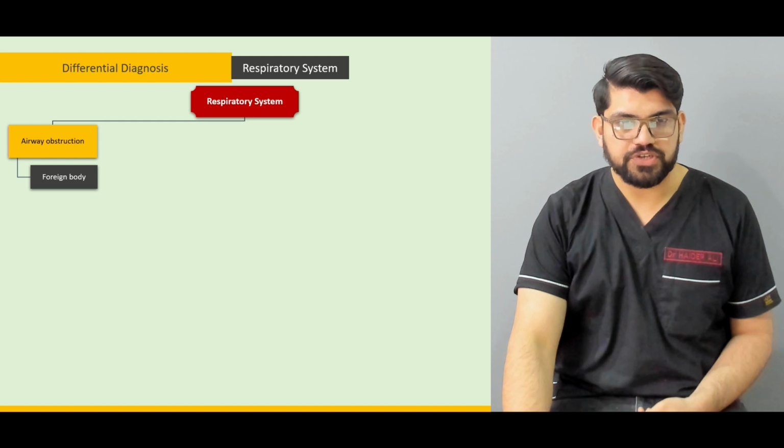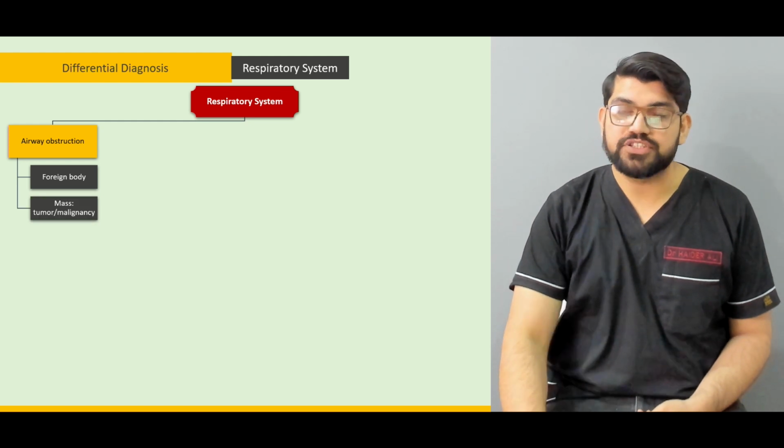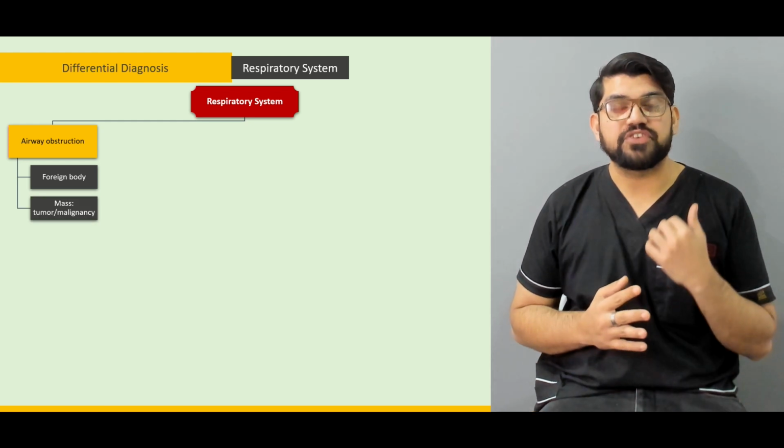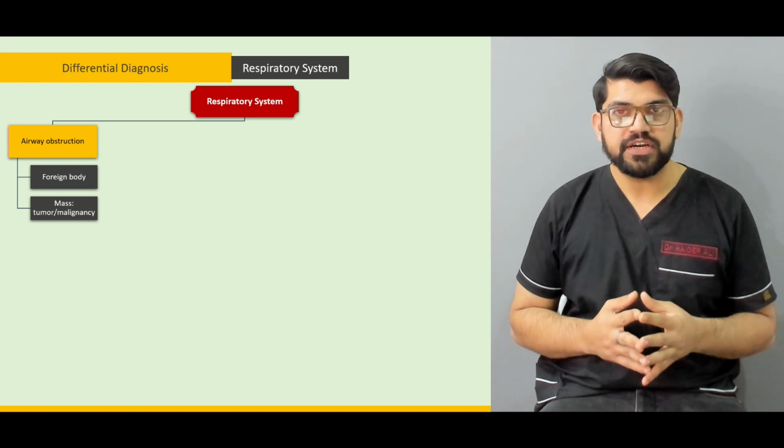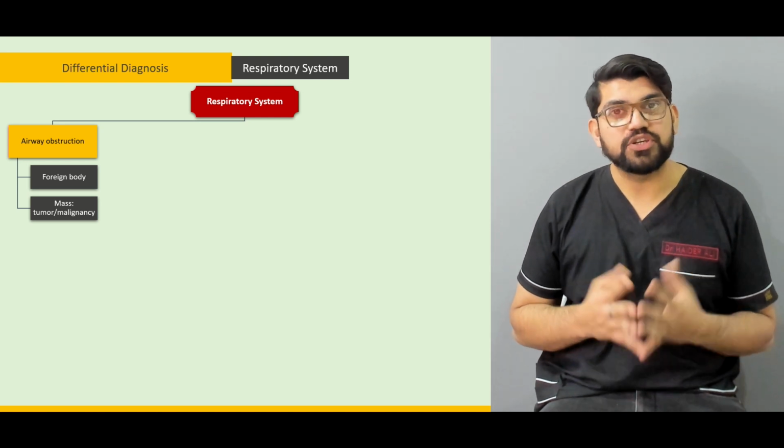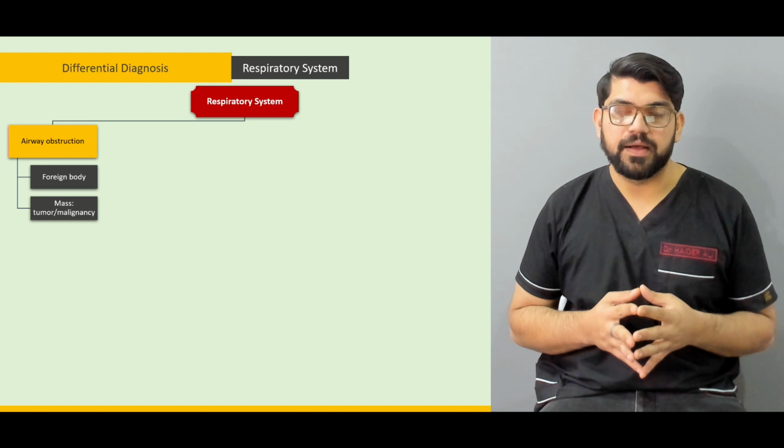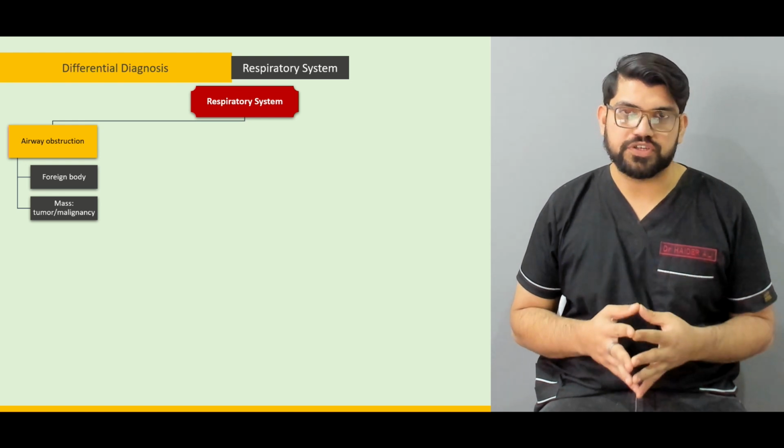So, airway obstruction can be due to a foreign body, mass, tumor, or malignancy. A nasopharyngeal mass, an oropharyngeal tumor, or a tracheal tumor can present with airway obstruction.